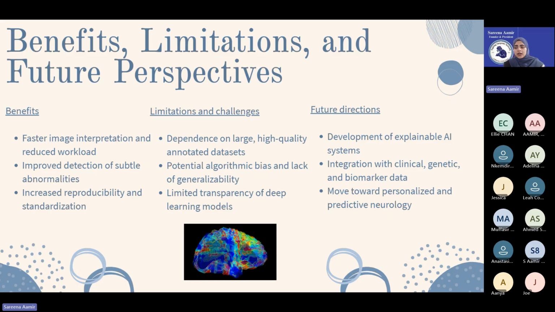So future directions, something that artificial intelligence workers are looking to incorporate in medical AI, is development of explainable AI systems. So that links to the last point I talked about, which is limited transparency. So that's what they're currently working on, and integration with clinical, genetic, and biomarker data. So then AI can be fed those things, so then it can look at the neuroimaging scans in more of a context instead of just generalizing, just saying, oh yeah, that's that.